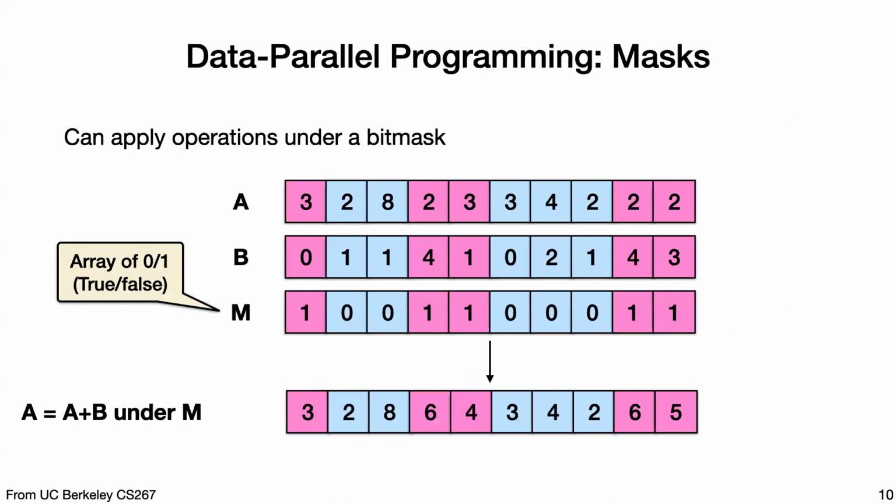You can also introduce a mask for your operations. So here we have these arrays A and B, and our operation is A equals A plus B, and we give this bit mask M, and 1 is the values that we actually want to compute, and then for 0 we just pass those through. So here 3 plus 0 is 3, 2 plus 1 would be 3, but this is set to 0, so we would just do nothing. And so on for the rest of them.